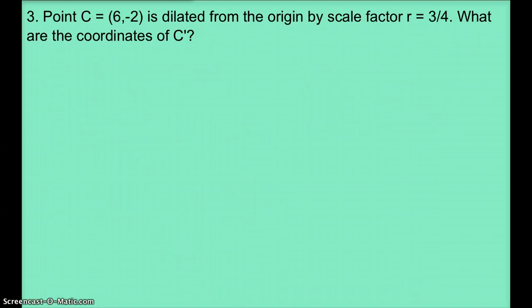Okay, moving on to number 3, point C is at (6, -2). It's dilated from the origin by a scale factor of 3/4. What are the coordinates of C prime? So I want you to pause the video for just a second, and I want you to try this one on your own and see what you get, and then you can play it and follow the answer as I go through it.